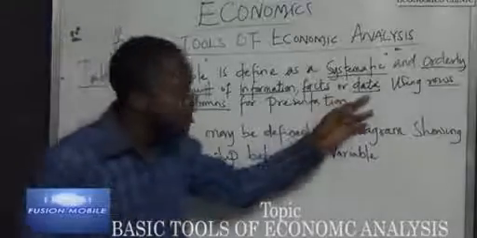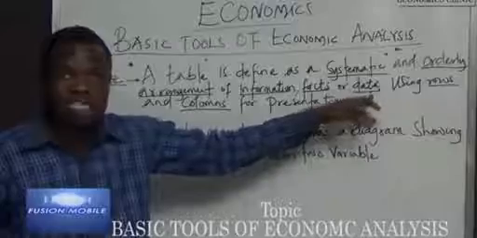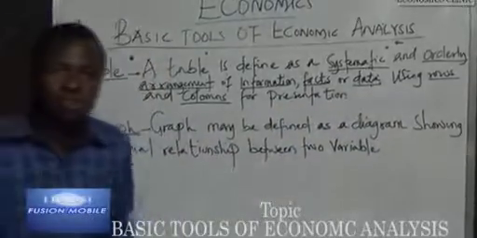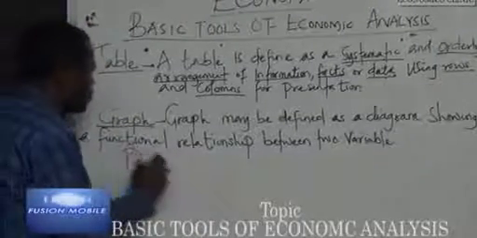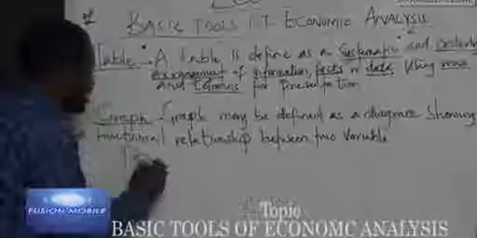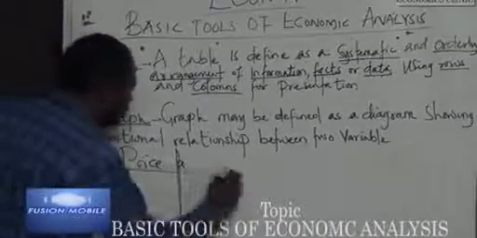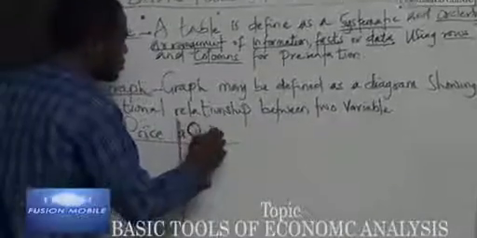And data here is plural; the singular of data is datum. This data is being presented on rows and columns. We can have them in two ways, like you have price and quantity. Price, then you rule lines and columns. Price and quantity.